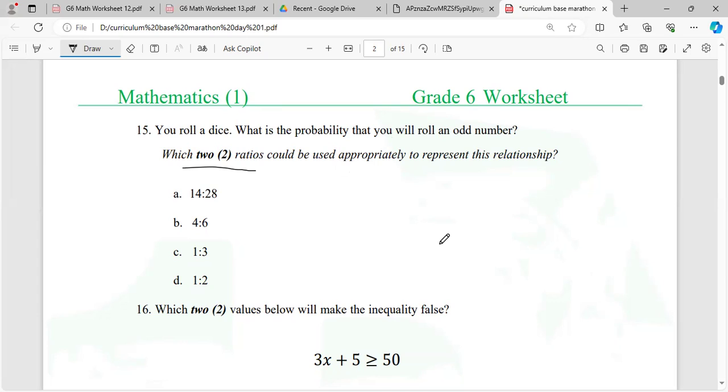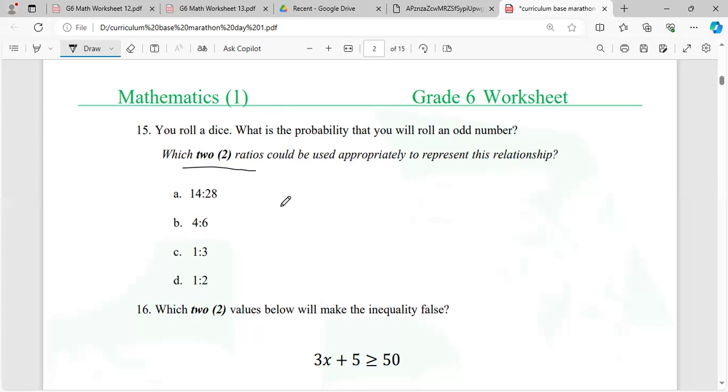Alright, guys, I think I will explain this one to you, since we have not done probability as yet. Probability is the likelihood of something happening, right? So it doesn't necessarily have to happen. But think about a die. How many numbers are on a die?